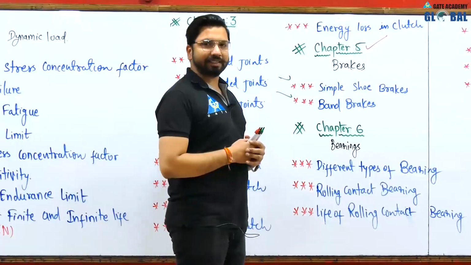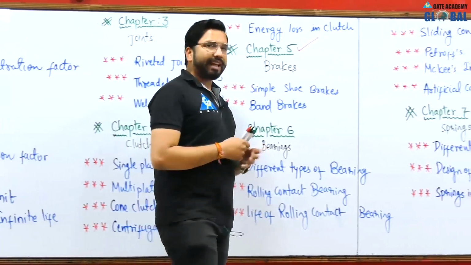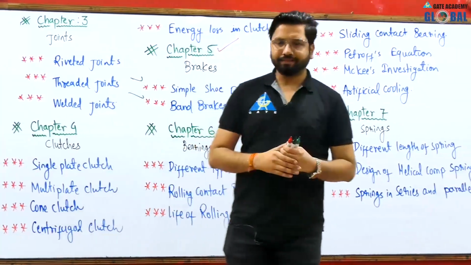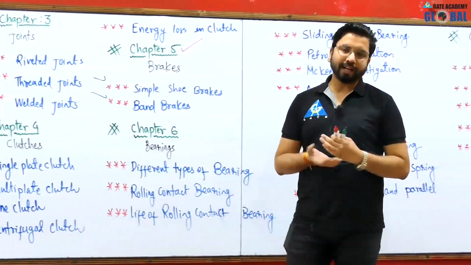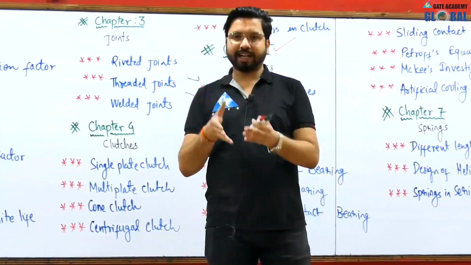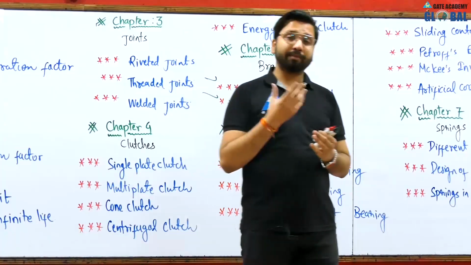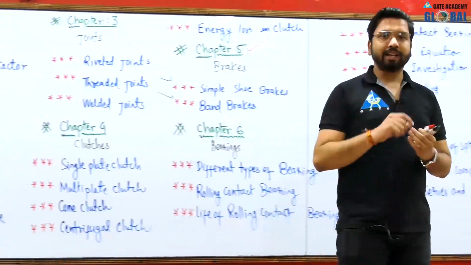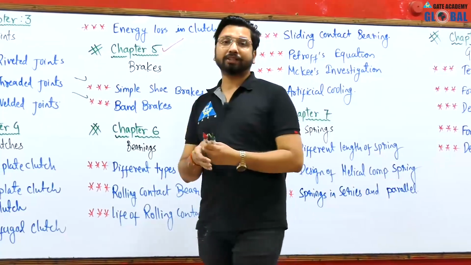Then we will see chapter number 6, that is bearing. In bearing we will discuss different types of bearings: rolling contact bearing and sliding contact bearing. In sliding contact bearing we will be seeing the hydrostatic bearing and hydrodynamic bearing. In rolling contact bearing we will see the ball bearing and the roller bearing. So different types of bearings will be discussed.